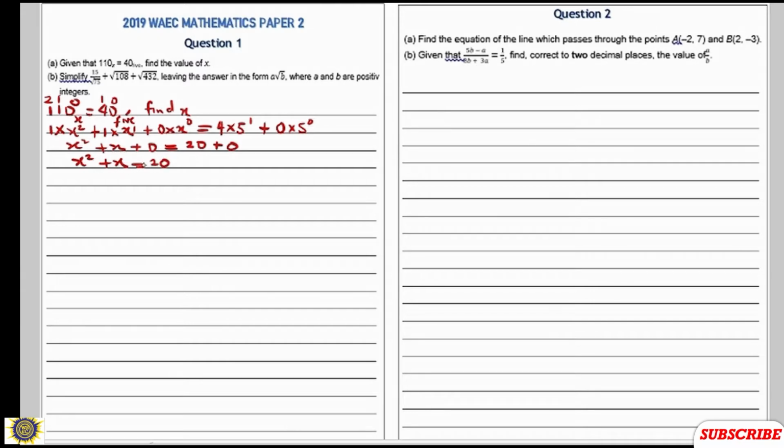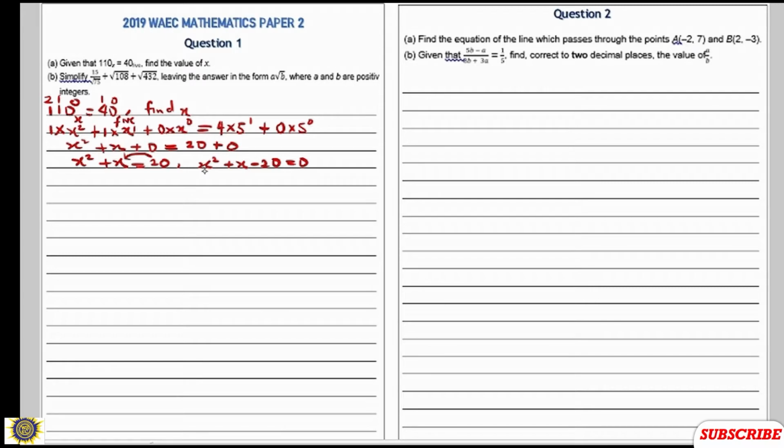Now we can bring this 20 to the left hand side to have a quadratic equation: x squared plus x minus 20 equal to 0. We have rearranged to have a quadratic equation here. How do you go about it? You can solve it by the factorization method, provided we can have two factors that can be used for this expression.